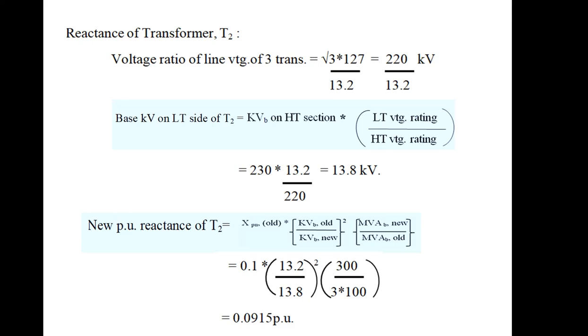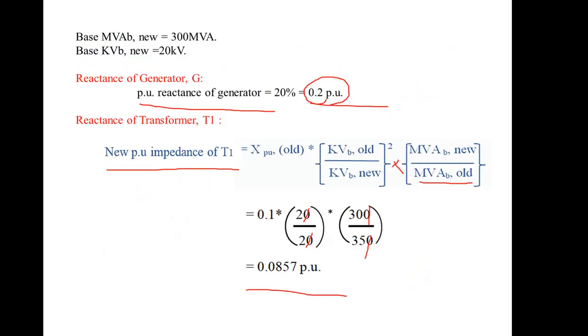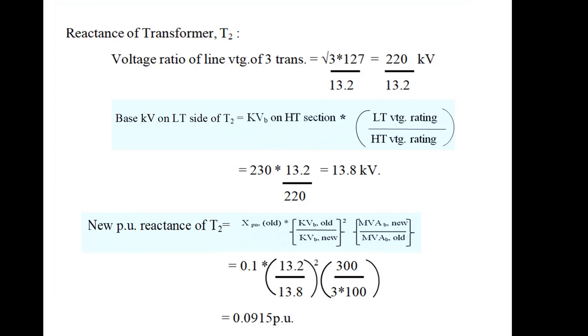So it is represented in a single line diagram. Here delta to star, star to delta, again delta to star. So we have to find the voltage ratio of the line voltage of the three transmission lines. So root 3 into 127 by 13.2. It means nothing but a transformer ratio K. 127 by 13.2, 220 by 13.2 kV.